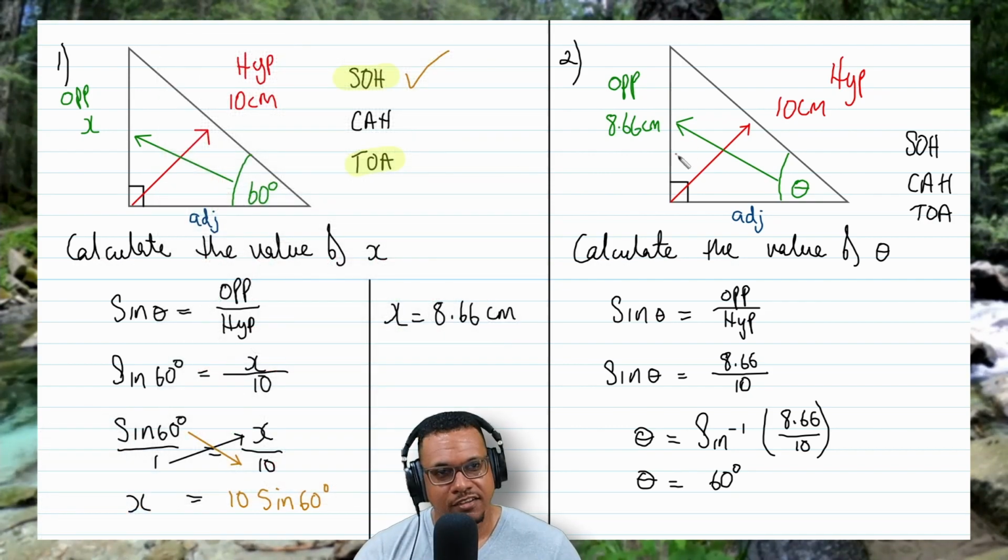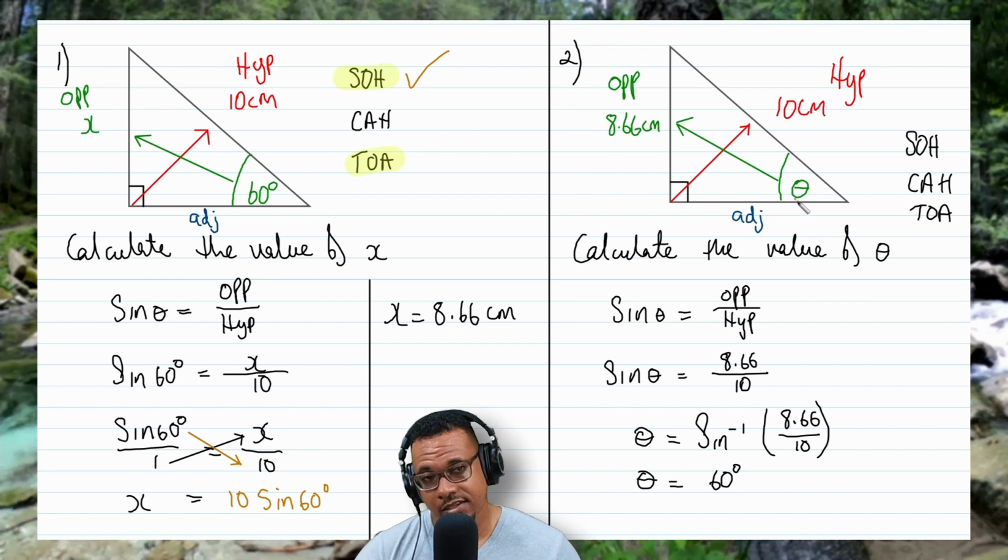Now, if you look at these two triangles, they are the same. Hypotenuse is 10 centimeters, hypotenuse is 10 centimeters. The angle here, theta, is 60 degrees, and the side x we found as 8.66. So instead of putting x, I put the 8.66 and I put the theta missing. So naturally, looking at these two, expect to get 60 degrees for theta.